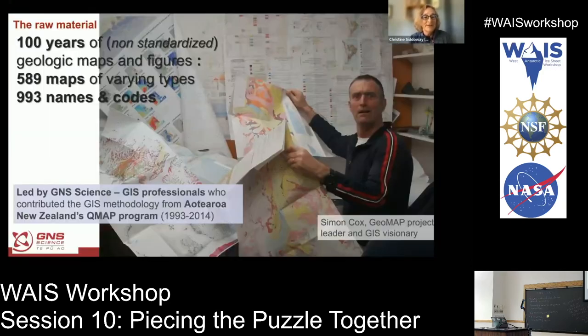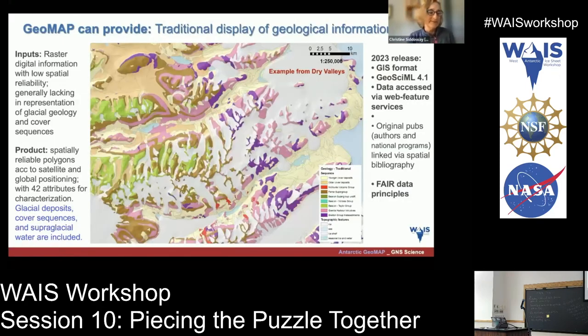We had over 100 years worth of non-standardized geological maps, figures from literature publications, and hundreds of these documents, close to 600 maps of varying scales and types, and nearly 1,000 names and codes to translate into the standardized GIS database format. Most docs were raster images with low spatial reliability and little or no representation of glacial geology and cover sequences.